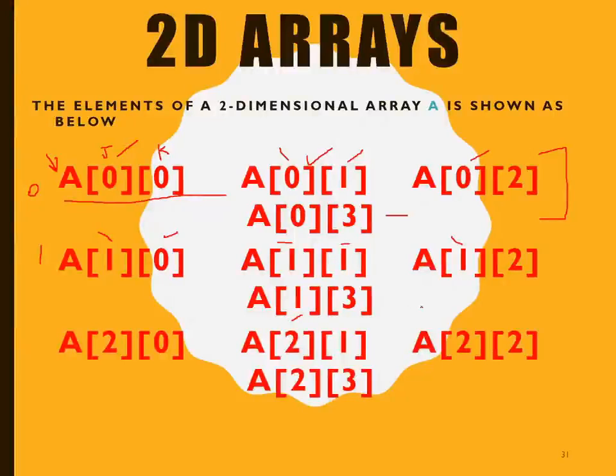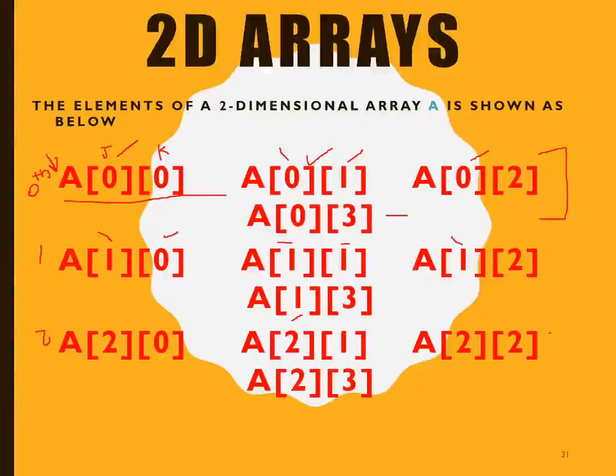Then this is the third row, or you can say the second row, or the 2nd index row. This is the 0th row. You can say this is the first row. This is the first row. It will be your second one, and this will be the third one.